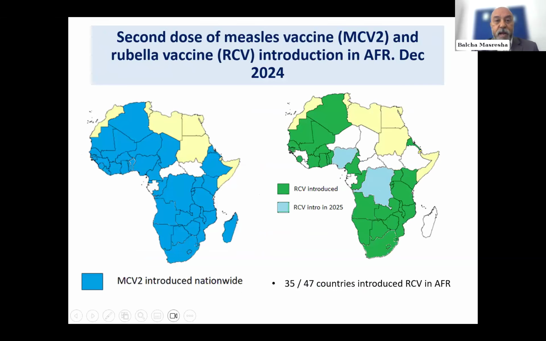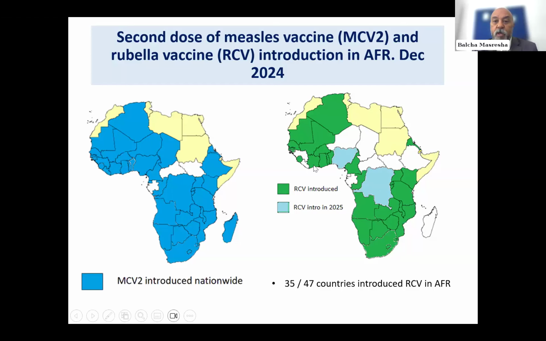This slide summarizes the number of countries that have introduced the second dose of measles vaccine nationwide as of the end of last year. And then on the right-hand side, the number of countries that have introduced rubella-containing vaccine. So for MCV2, second dose of measles-containing vaccine, it could be measles or MR or MMR in a few instances, we have only 3 countries remaining, whereas rubella vaccine introduction, we still have some distance to go.